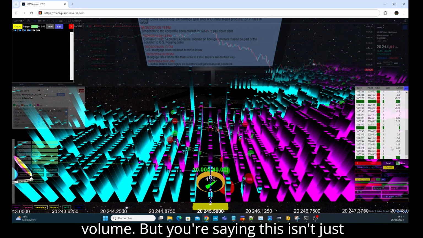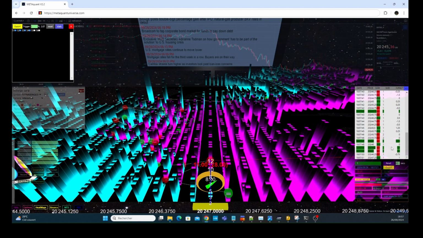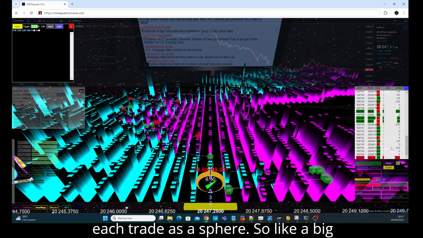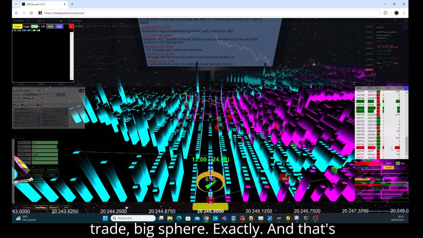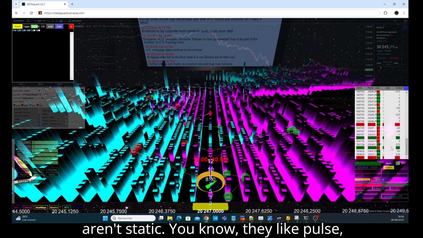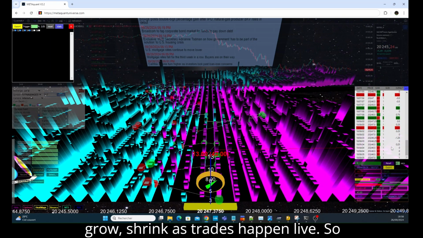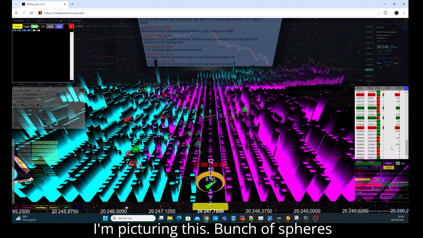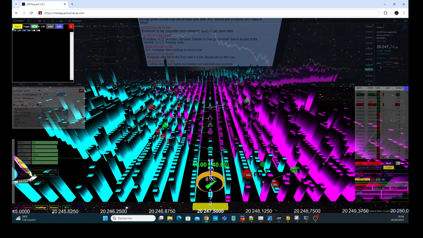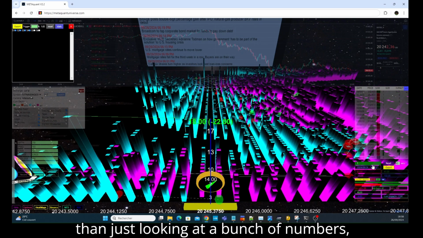Then we've got volume. But you're saying this isn't just how much is being traded. You got it. MetaQuant actually shows you the size of each trade as a sphere. So like a big trade, big sphere. Exactly. And that's where it gets really cool. The spheres aren't static. They pulse, grow, shrink as trades happen live. So I'm picturing this bunch of spheres bouncing around, some bigger than others. Yeah, like a really intense lava lamp. That's got to be way more insightful than just looking at a bunch of numbers, right?